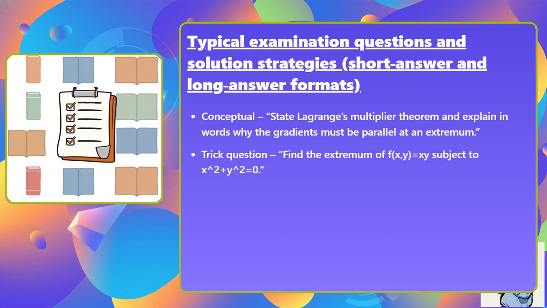Trick question: find the extremum of f(x, y) = xy subject to x squared plus y squared equals 0. General strategy checklist.